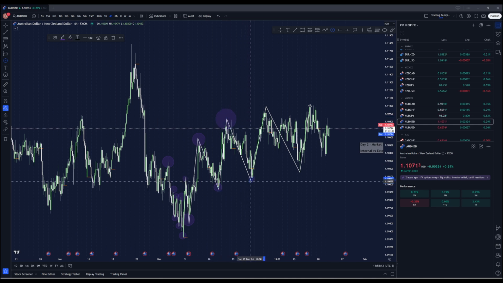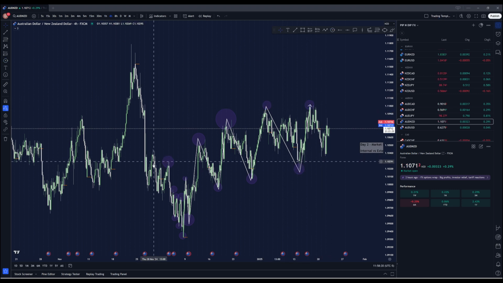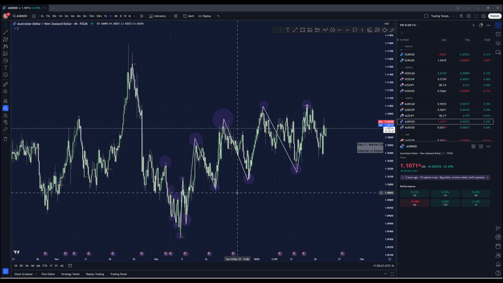Now, this that I'm marking out is the external structure that we went through in the previous video, where we're seeing structure on the macro level, on the overall level. What is the trend?